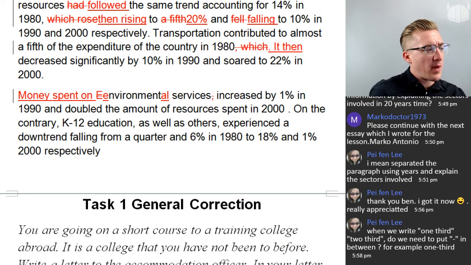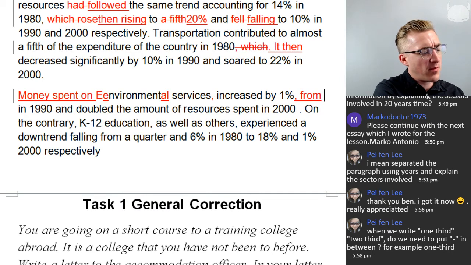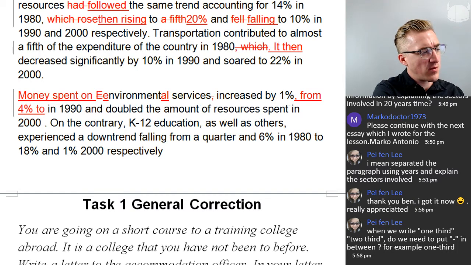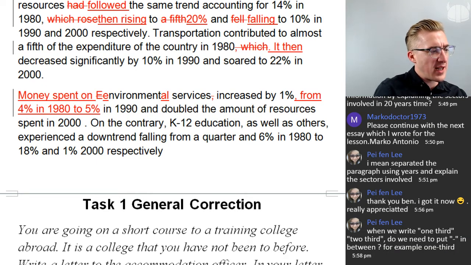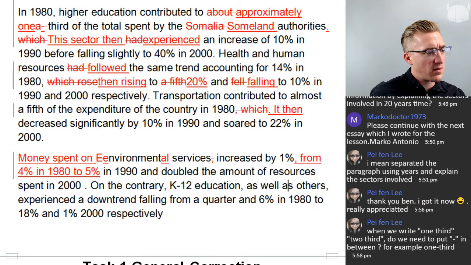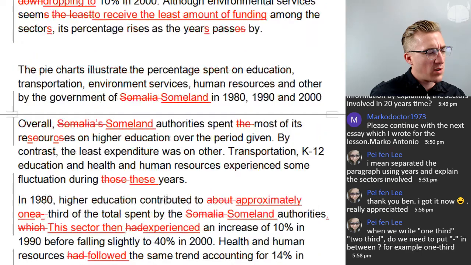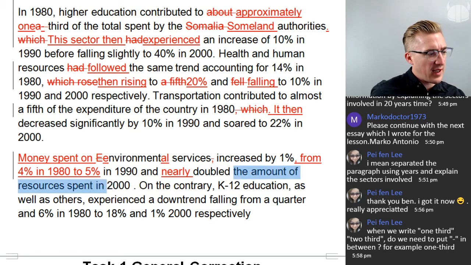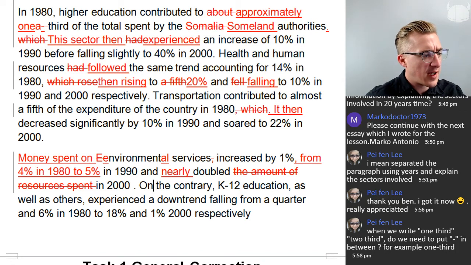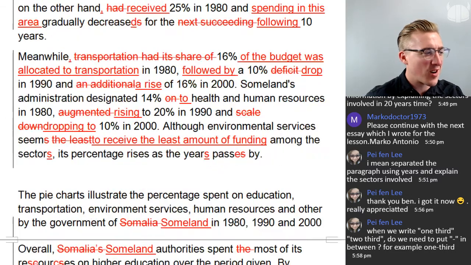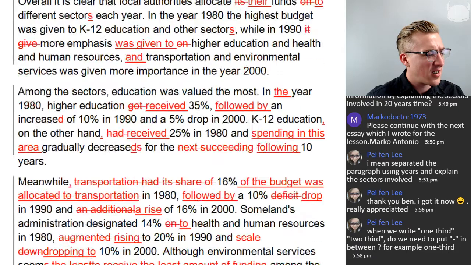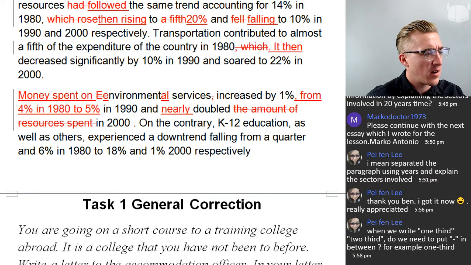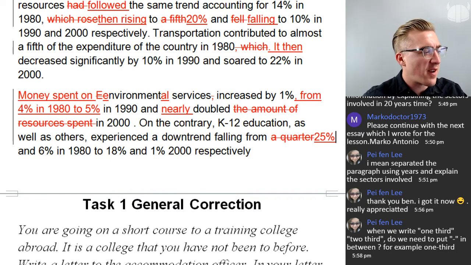Environmental services increased by 1% from 4% in 1980 to 5% in 1990 and doubled, almost doubled, and nearly doubled in 2000. On the contrary, K through 12 education as well as others experienced a downtrend, falling from a quarter and 6%. Does that mean 31? Oh, okay. I think I'm with you here. Again, I don't like mixing these so much. 25% and 6% in 1980 to 18% and 1% in 2000 respectively.